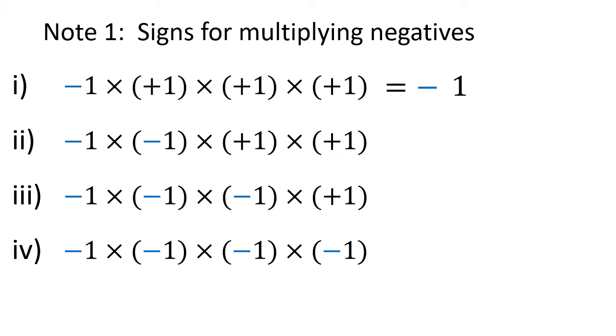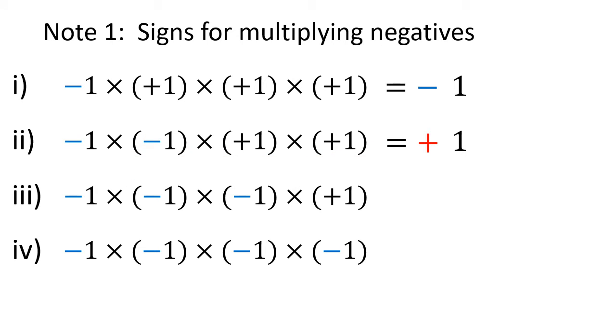The second question is -1 times -1 times +1 times +1. Let's find the sign first. -1 times -1 is negative times negative, which is positive. And +1 times +1 is positive times positive, which is positive. Now positive times positive is positive, so the answer will have the sign positive, and the amount is 1 times 1 times 1 times 1, which is 1. So the answer is +1.